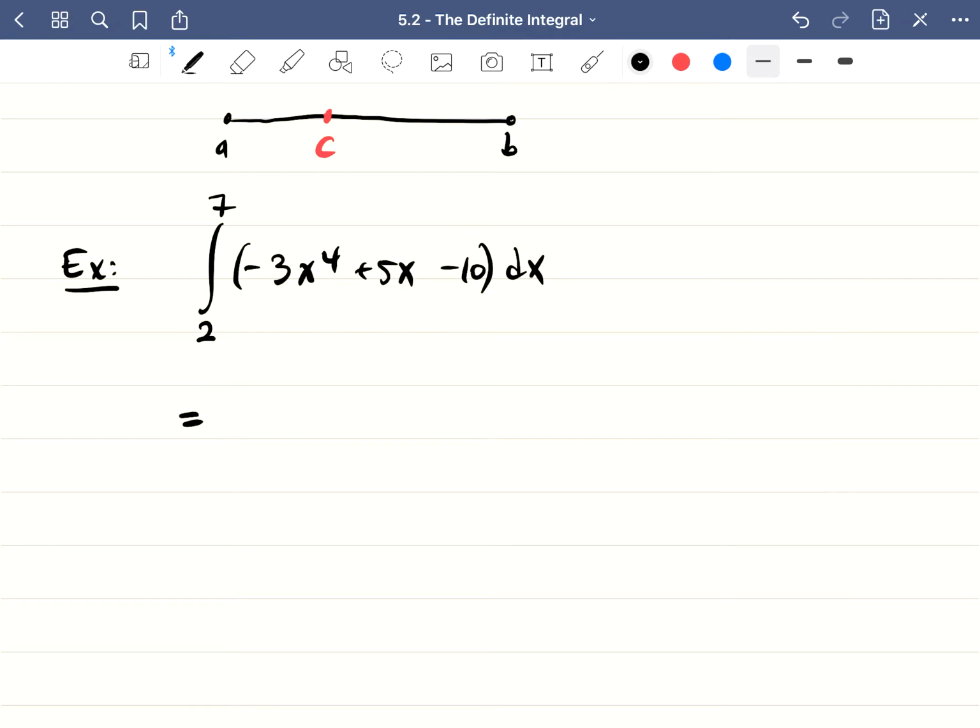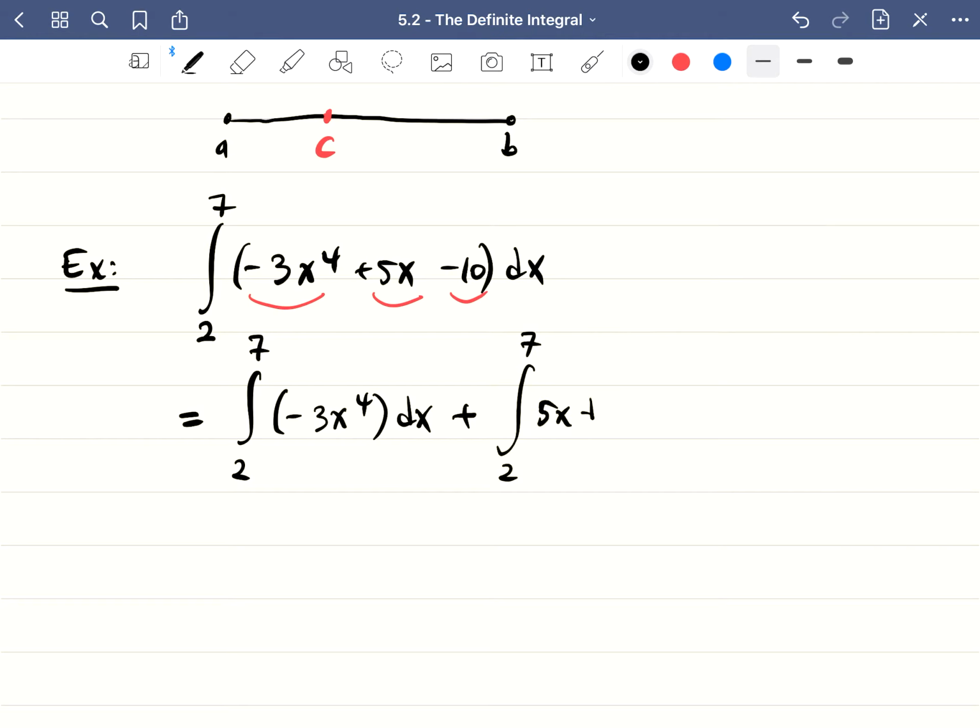So you first split this into three integrals, the integral of each term. So I have the integral from 2 to 7 of negative 3x to the power of 4 dx plus the integral from 2 to 7 of 5x dx minus the integral from 2 to 7 of 10 dx.